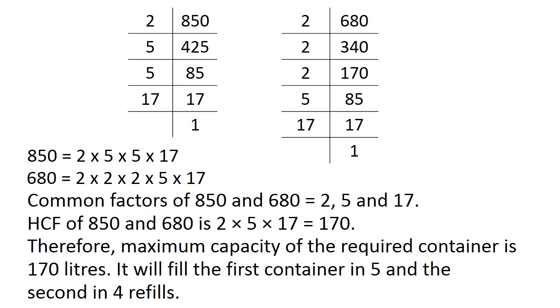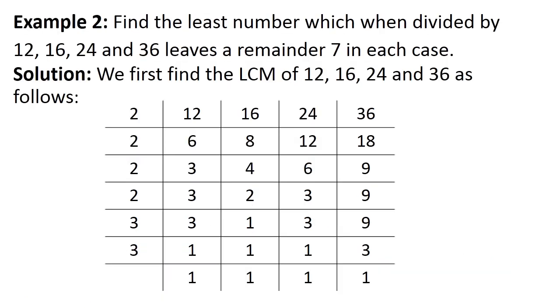It will fill the first container in 5 and the second in 4 refills. Example 2. Find the least number which when divided by 12, 16, 24 and 36 leaves a remainder 7 in each case. Solution. We first find the LCM of 12, 16, 24 and 36 as follows.